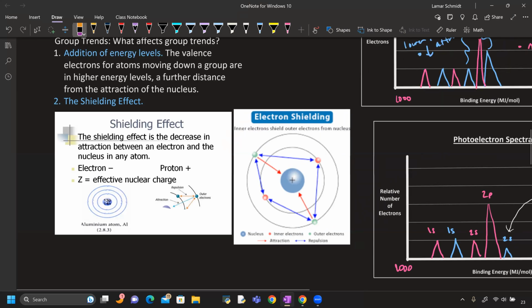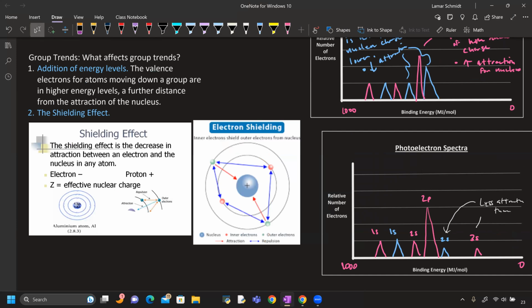And so that is something that you have to remember. I'm not going to relate that to the photoelectron spectra just because it doesn't show it. It will show up on there, but it's not as easy to explain from that perspective as it is by adding additional energy levels. Just know that when you add additional energy levels, you're adding more core electrons, and because you're adding more core electrons, those electrons are repelling the valence electrons and decreasing the attraction those valence electrons have for the nucleus.